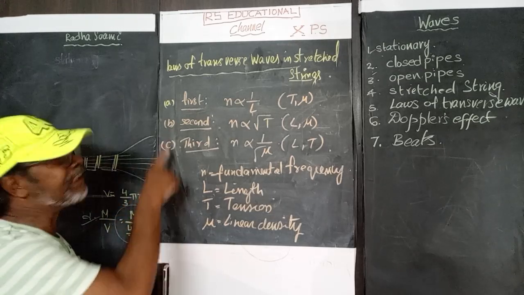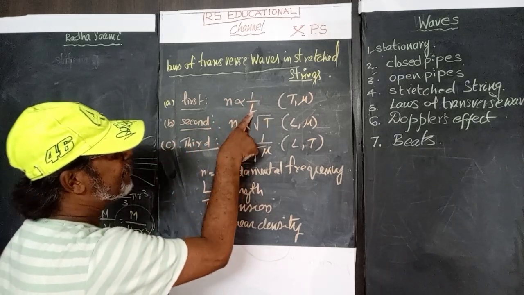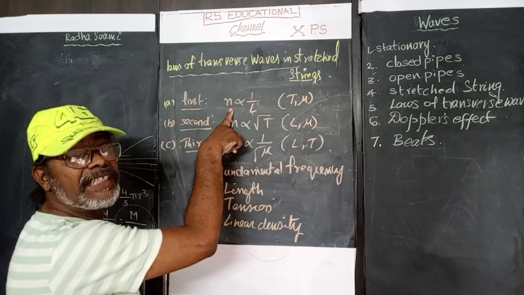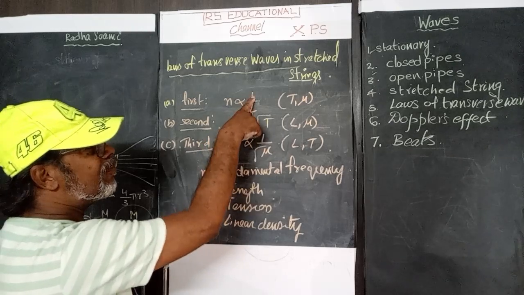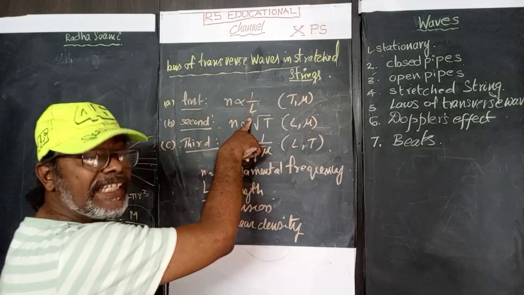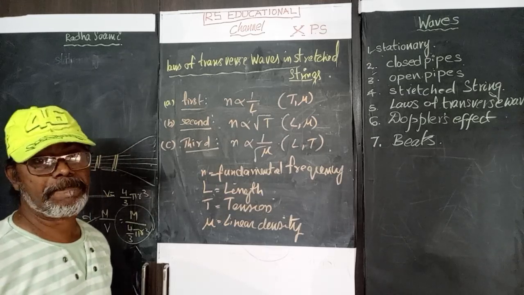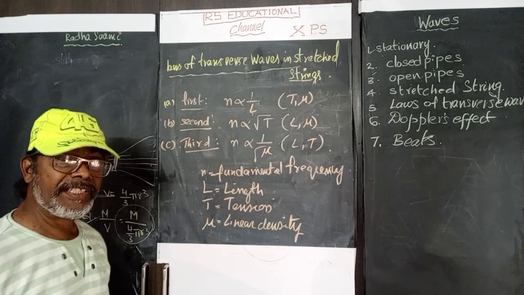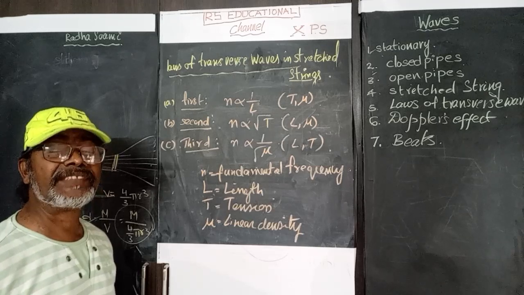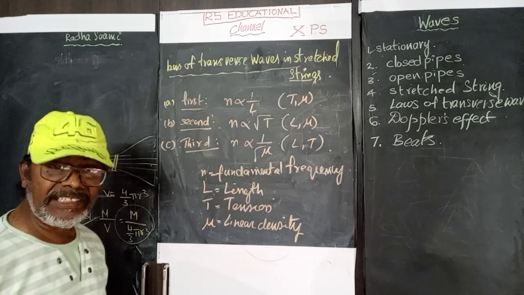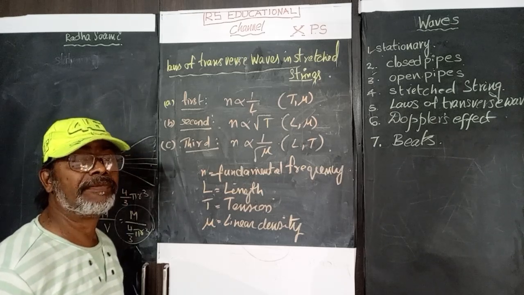You can see the three laws. First law. What is first law? N is directly proportional to 1 by L. What is N? Fundamental frequency. And fundamental frequency is 1 by L, inversely proportional to the length. Fundamental frequency is inversely proportional to length. Understand? It means that if the frequency increases, length decreases. If the length increases, frequency decreases. So depending upon the length of the wire, the frequency of the transverse waves formed in that wire depends.